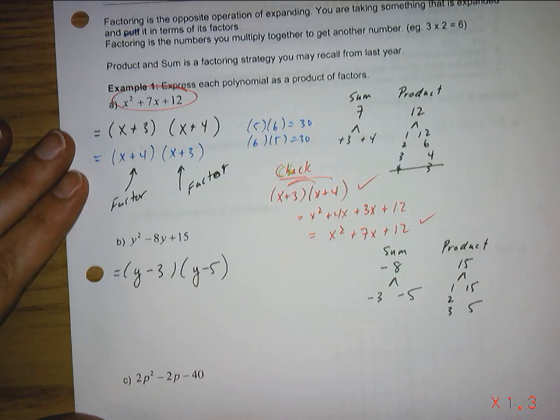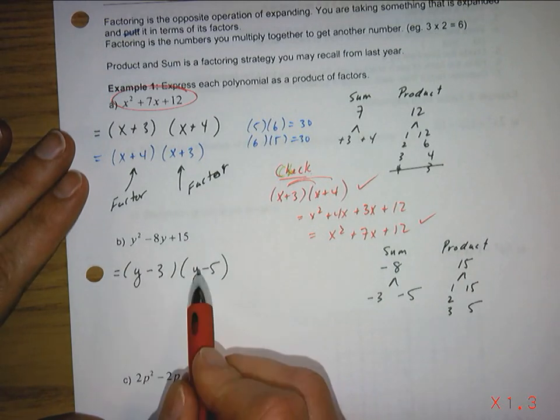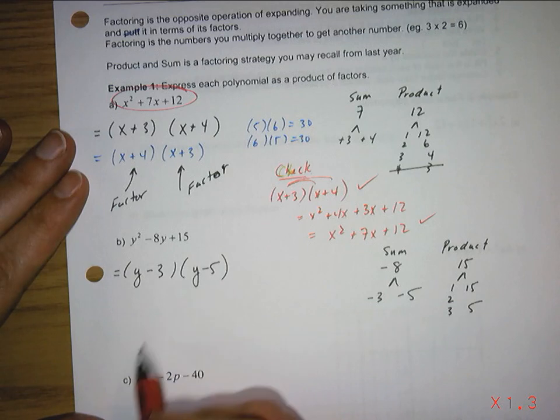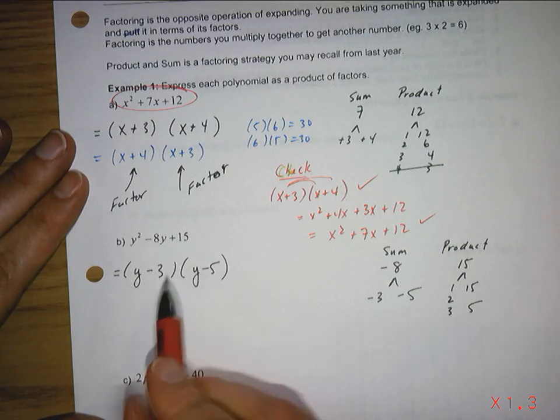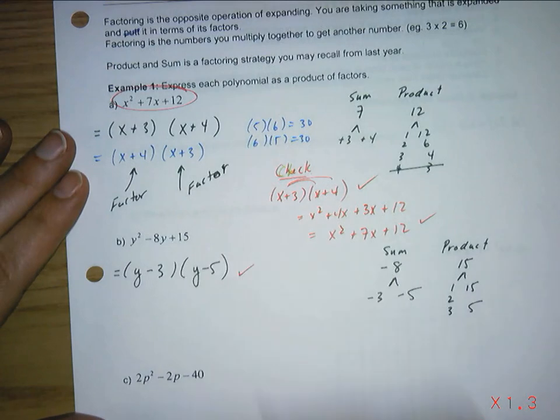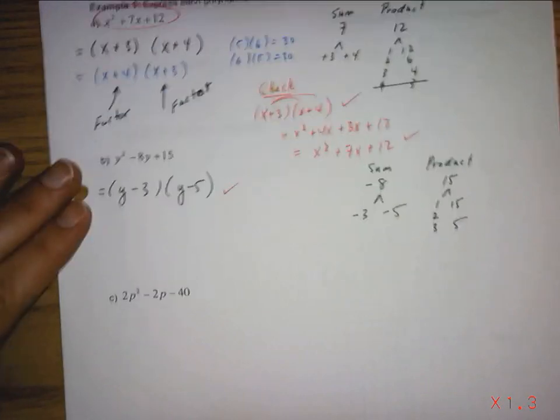Let's check it. Let's do it in our head this time. Y times y is y squared. I'm going to have negative 5y's and negative 3y's, which is negative 8y. Negative 3 times negative 5 is positive 15. It is correct. Next one.